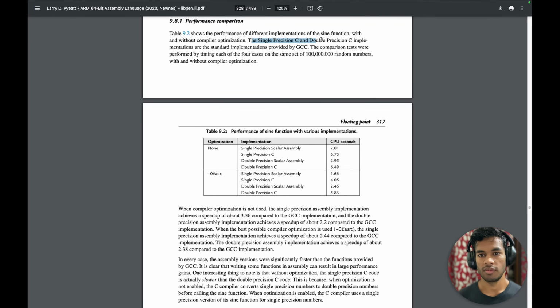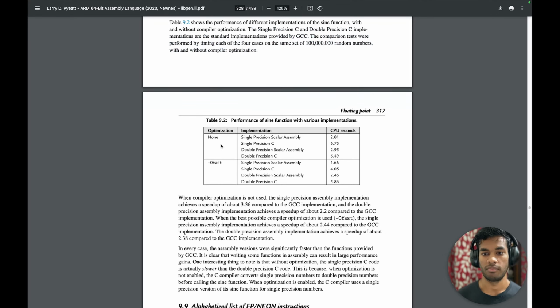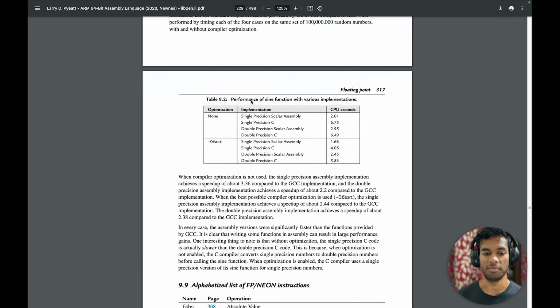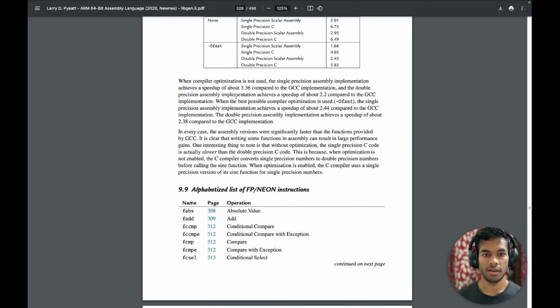The single precision C and double precision C implementations are the standard implementations provided by the GCC GNU-C compiler. The comparison tests were performed by timing each of the four cases on the same set of 100 million random numbers with and without compiler optimization. So that is a good test if you are using 100 million random numbers. When compiler optimization is not used, yeah, and this just explains this.